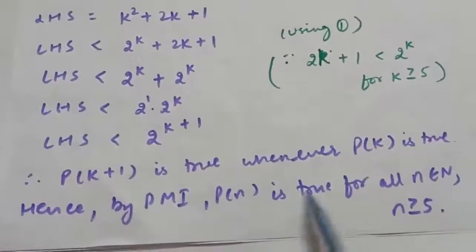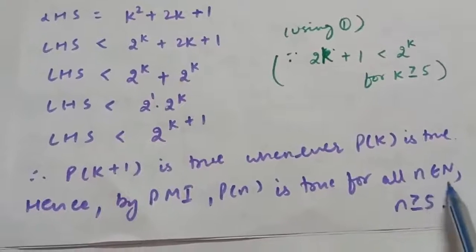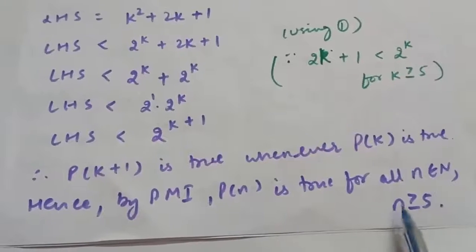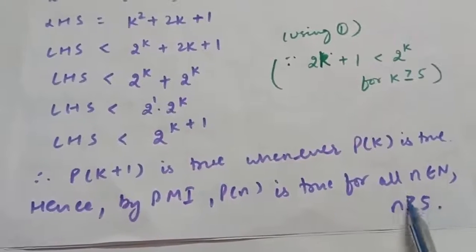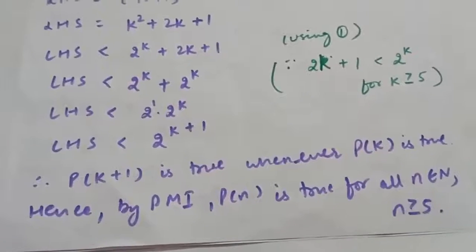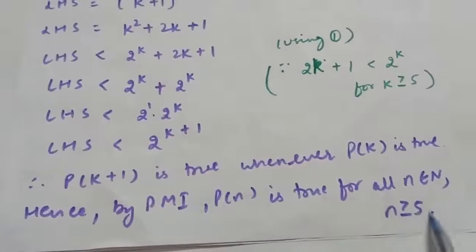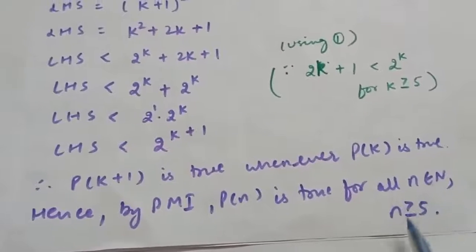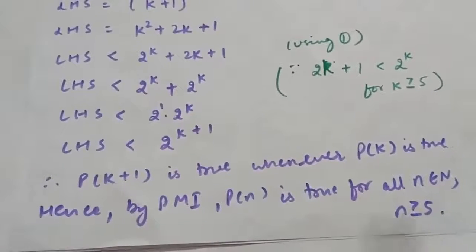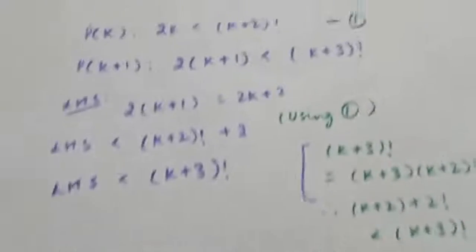Hence by PMI, Pn is true for all n belonging to natural numbers where n is equal to 5 or greater than 5, right? So if such conditions are given, then what you have to do is, in place of 1, you will start with the given number, right? The other steps are the same.